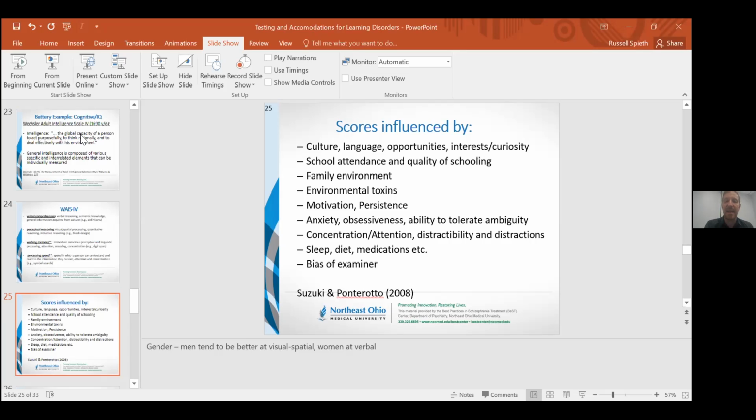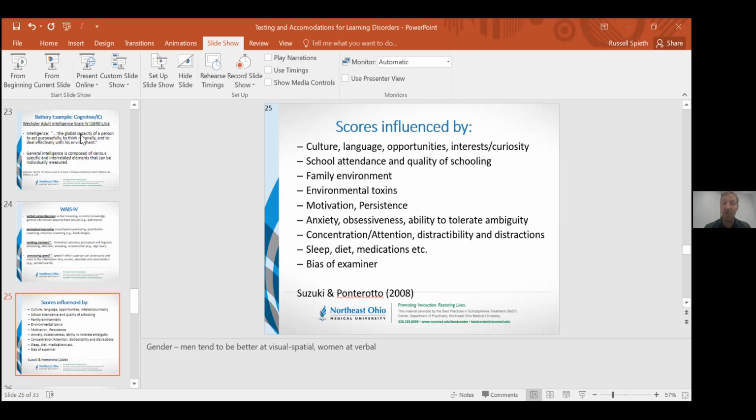Family environment, environmental toxins, motivation and persistence. Anxiety, which is why you may be wondering, why did you screen for other mental health issues at the beginning? Because obviously things like depression and anxiety and other mental disorders can affect all the things we're talking about, and could affect someone's educational abilities when you're thinking about concentration and interest in things. So you're going to want to try and determine to what degree this is maybe a mental disorder, and to what degree this is an actual learning disorder.